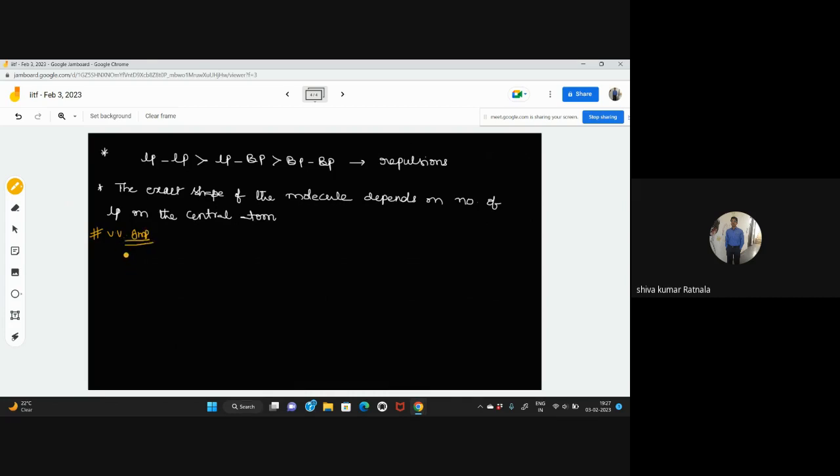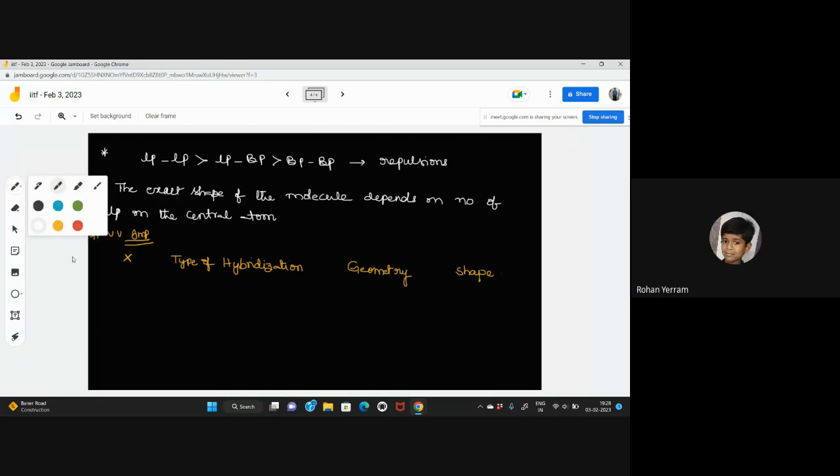So let me take some X, I will tell you what X is, and here I am taking type of hybridization, geometry, and shape. Geometry and shape. This one table is very, very important. I will tell you how to calculate the X value.